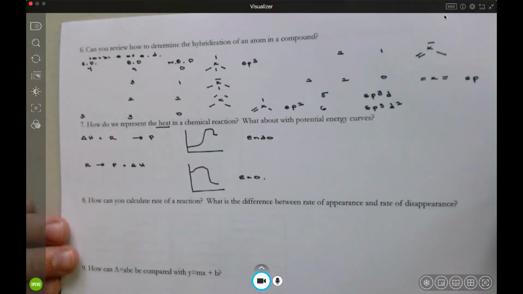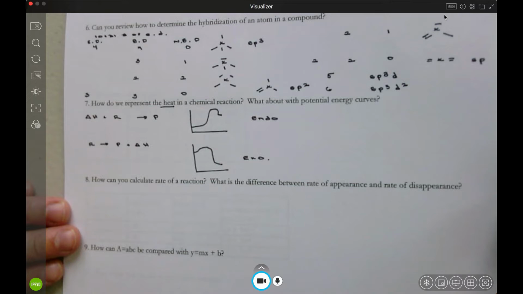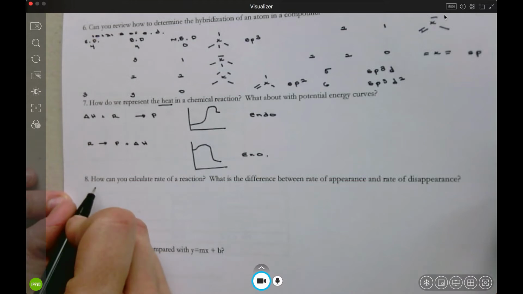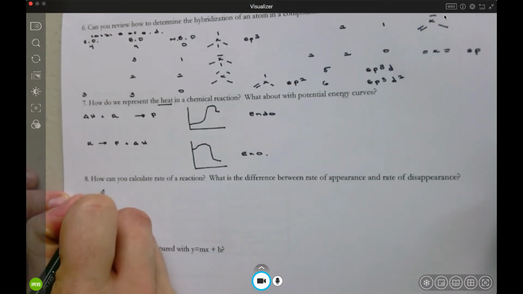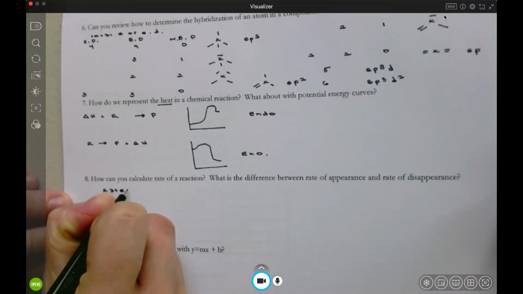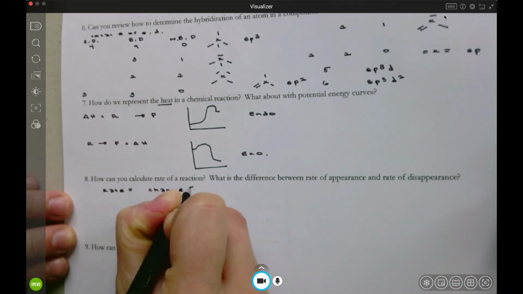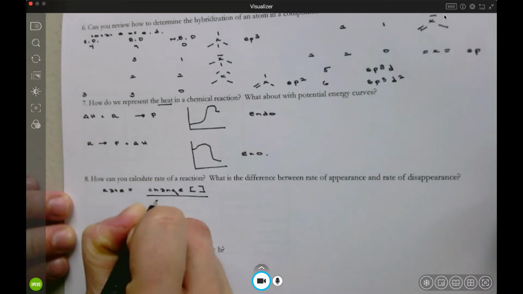Okay. How can you calculate the rate of a reaction? What is the difference between rate of appearance and rate of disappearance? They were asking with respect to changing concentration. So first of all, your rate is going to be your change in concentration over your change in time.